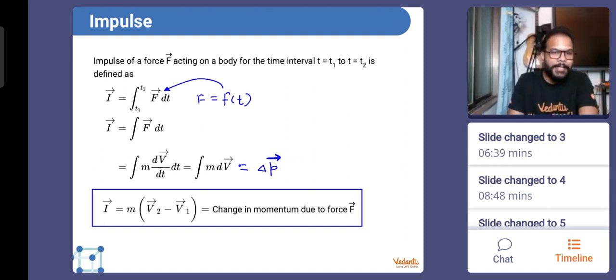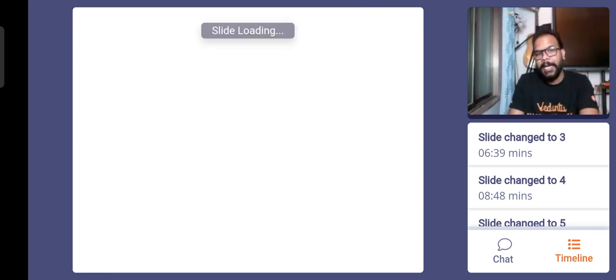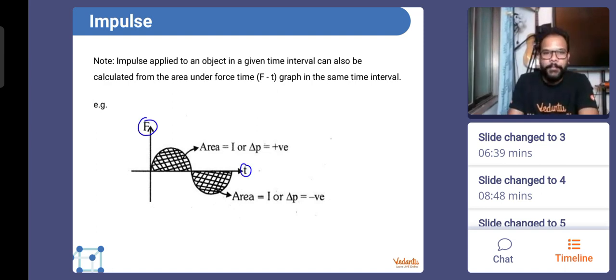Okay, so can I say that if impulse is the result of integration of force and time, then if I draw a graph between force and time, definitely the area of that graph will give me the change in momentum or impulse. Both are the same thing. Important part: area above the x-axis is called positive, area below the x-axis is called negative. Okay, everyone? Plus one if you understand everything so far.